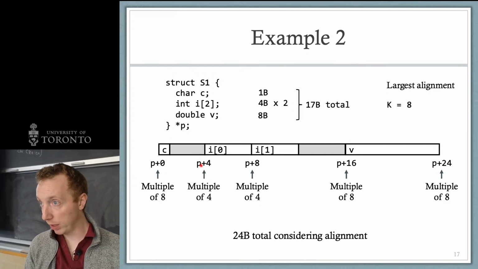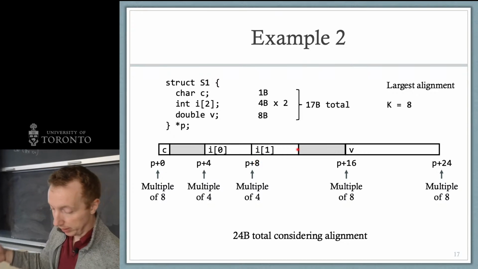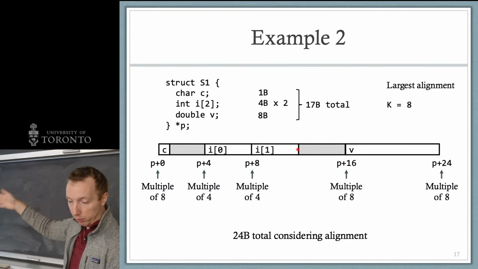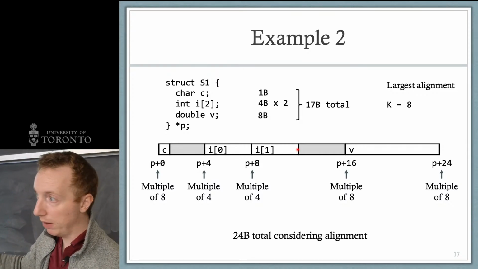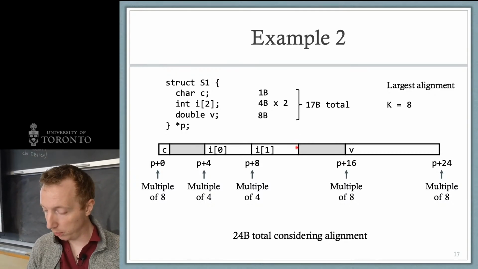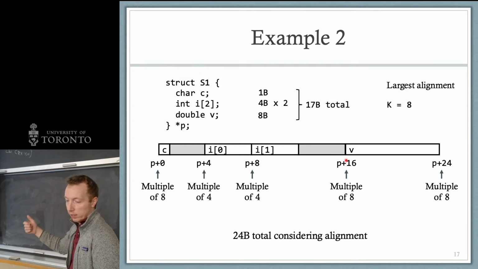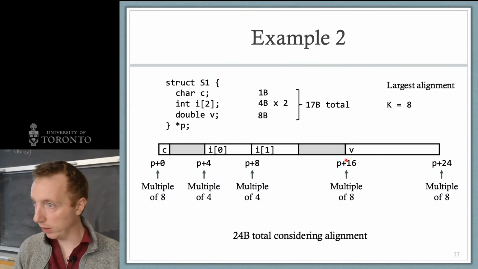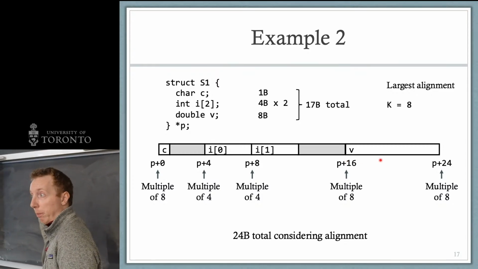We'd have 3 bytes of padding. Then we would have our 2 ints. Like before, it would end at byte 12. And now, we need to have an alignment of 8 for the double. So we need 4 bytes of padding to get us to the next multiple of 8. And then that's where our double would go at the very end. So in total, our structure would be 24 bytes.